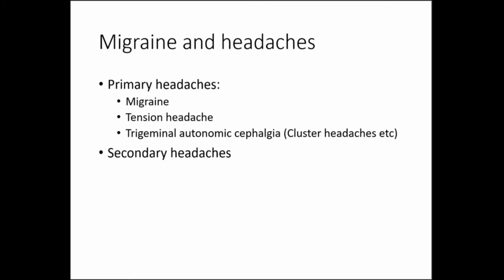Headaches are classified according to primary and secondary. Primary headaches being migraines, tension headaches, and trigeminal autonomic cephalgias, which is cluster headaches and other associated conditions. Whereas secondary headaches includes headaches which occur due to things such as vascular diseases such as subarachnoid hemorrhage, or cerebrovascular malformations, or meningitis, or head trauma, and trigeminal neuralgia, so things along that line.